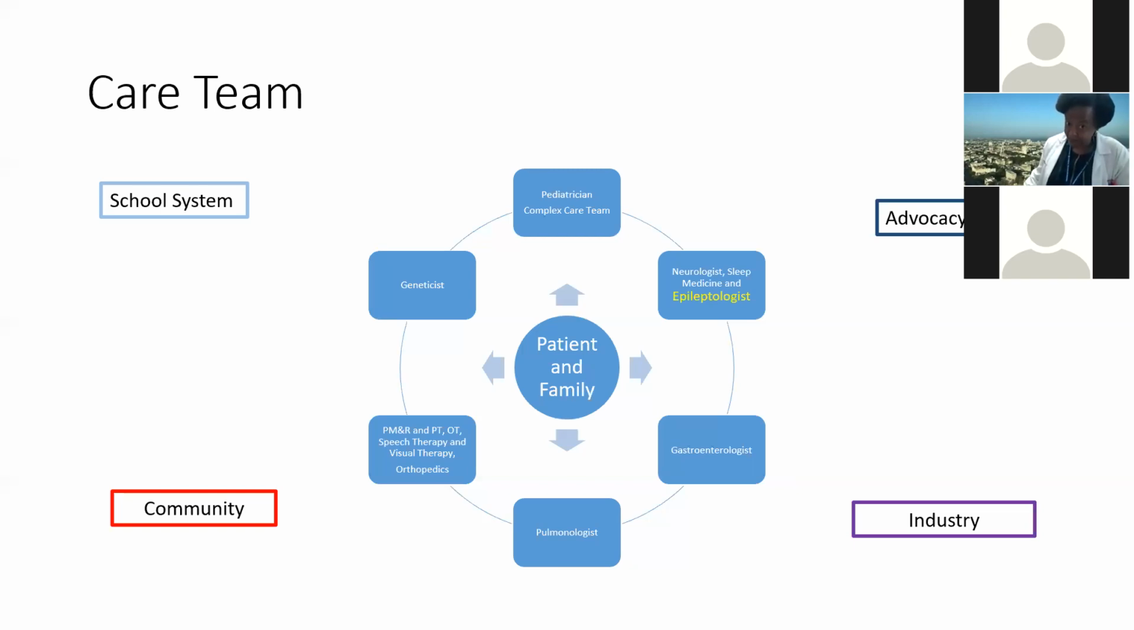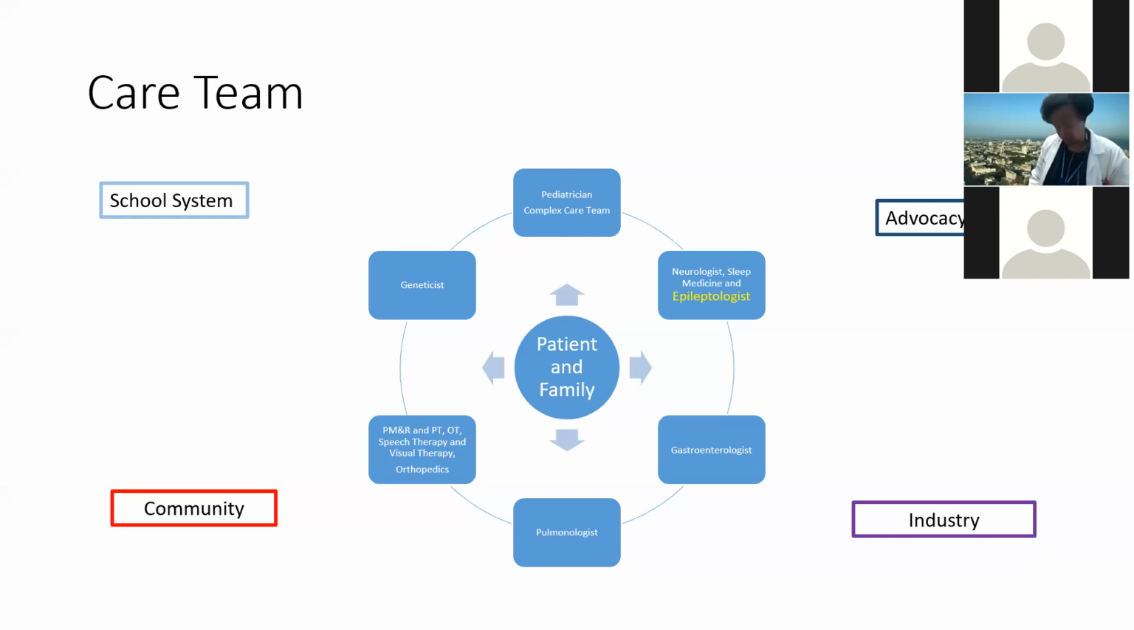The geneticist is an important part of the group too, because they are the ones who will tell the family what the risks are of having other children with this condition. That's important information that we need to know. We need on board the school system. We need on board the community. We need on board the industry, providing new treatments, and we need the help of advocacy. So this team for this rare epilepsy is much bigger than the epileptologist per se, and we should be moving in this direction.